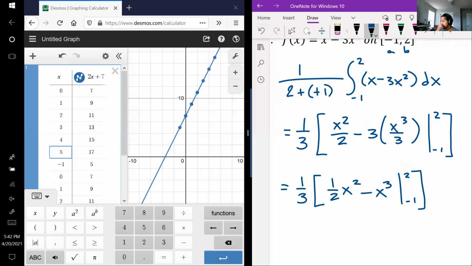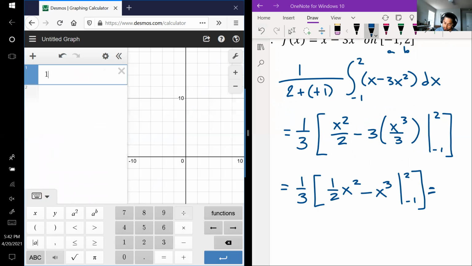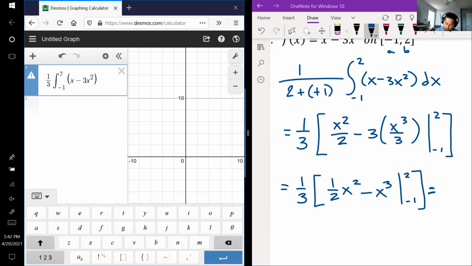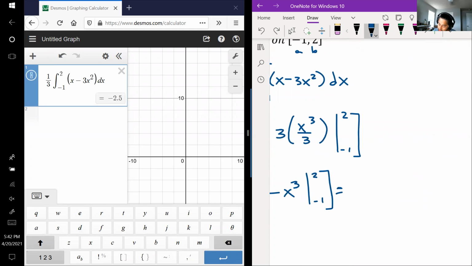Now again, that's perfect for shown work. Now let's just type this in the calculator. Okay. So I get 1/3 times the integral from -1 to 2 of x minus 3x squared dx. And there it is. We get an answer of -2.5. Okay.